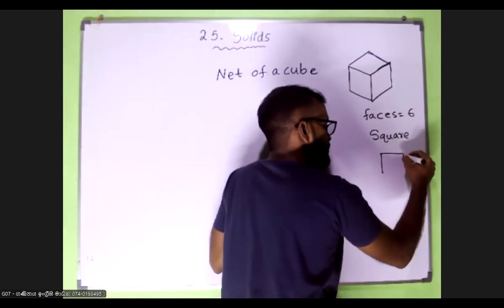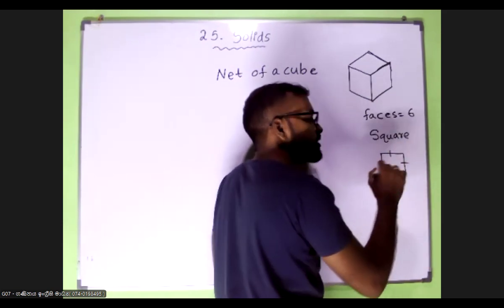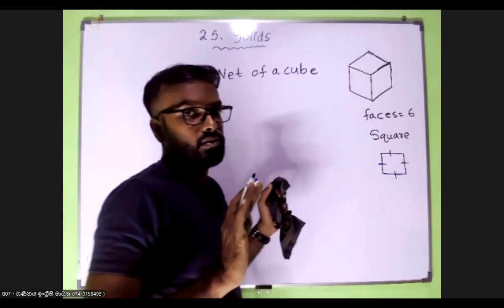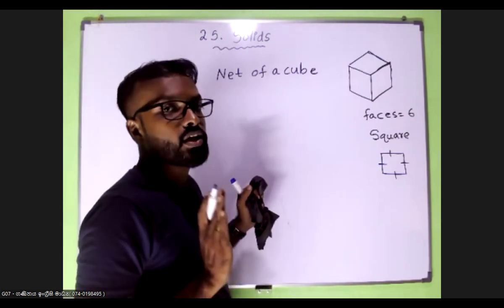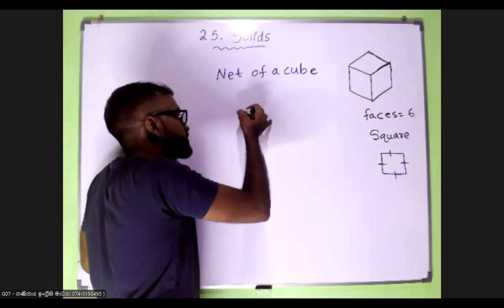It is something like this. This is a square, and this side, this side, this side, all the four sides are equal in length. Now it should be like this.